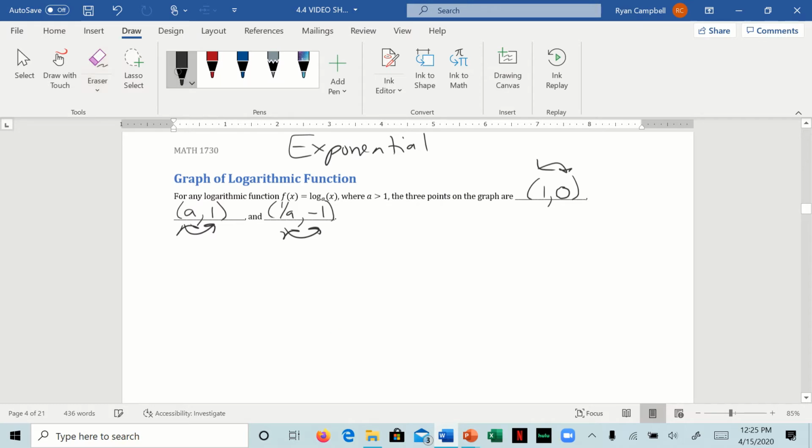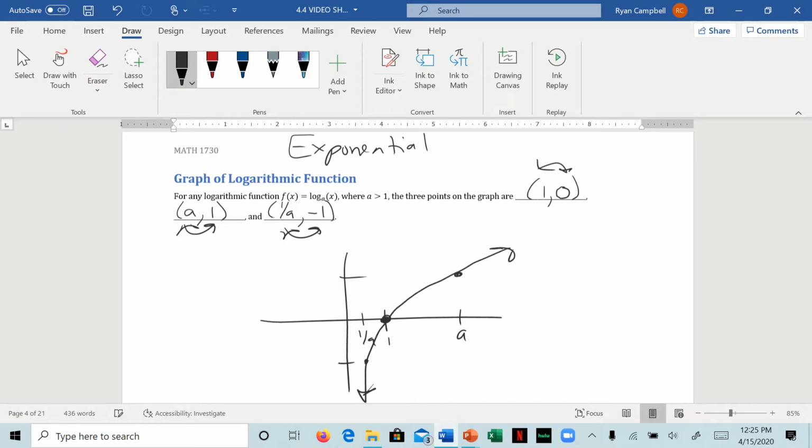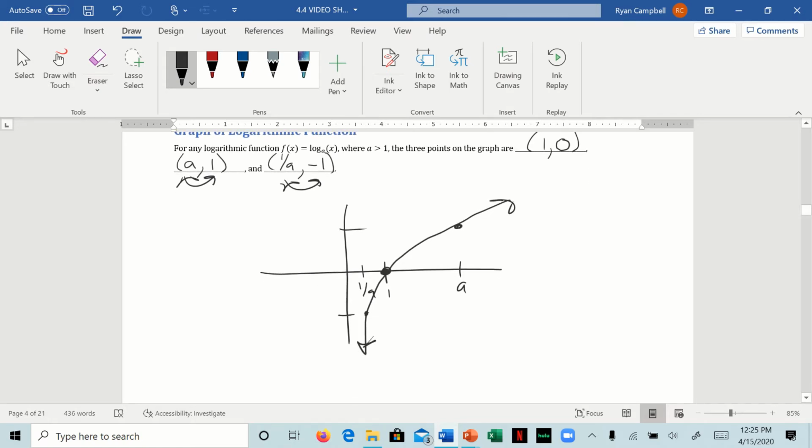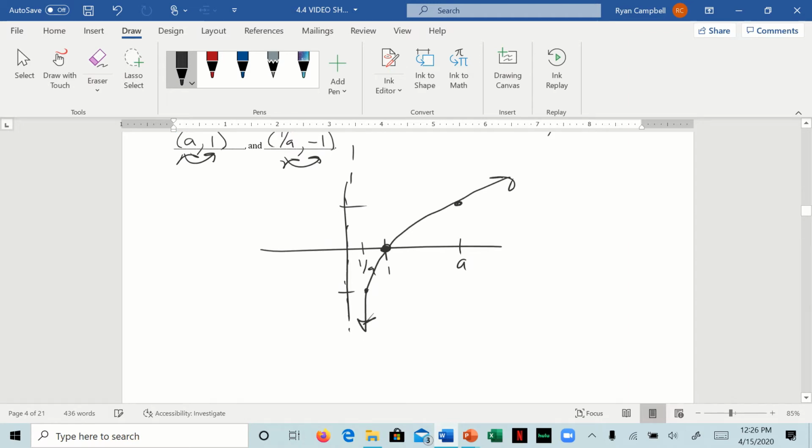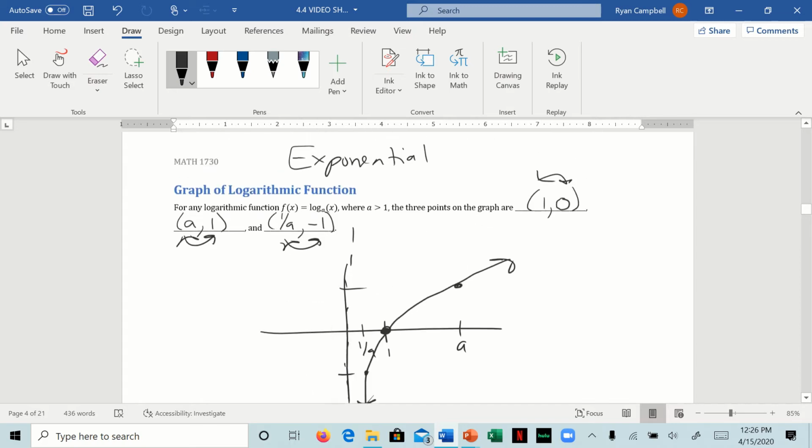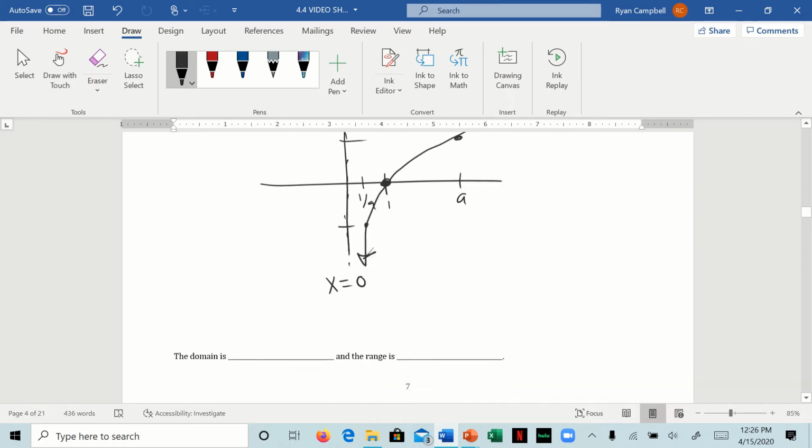All right, so if we graph it, we see that we're going to get 1, 0, a, 1, and then 1 over a, negative 1. So it's going to look like this. This is what a regular logarithmic function, if a is positive, looks like. So this time we have an asymptote at x equals 0, which again makes sense. We flip the x and the y. So the asymptote is going to be at x equals 0 this time.